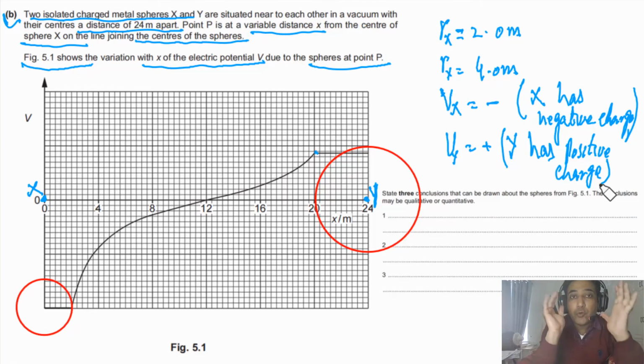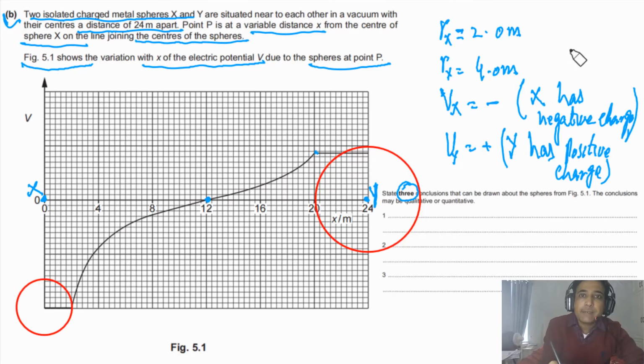So these 4 points are very easy to write down, but the question is asking you simply 3 points, 3 conclusions. So if you write down these 4 conclusions, you will get 3 marks. One thing more we can also conclude from here, at this point potential is equal to 0.